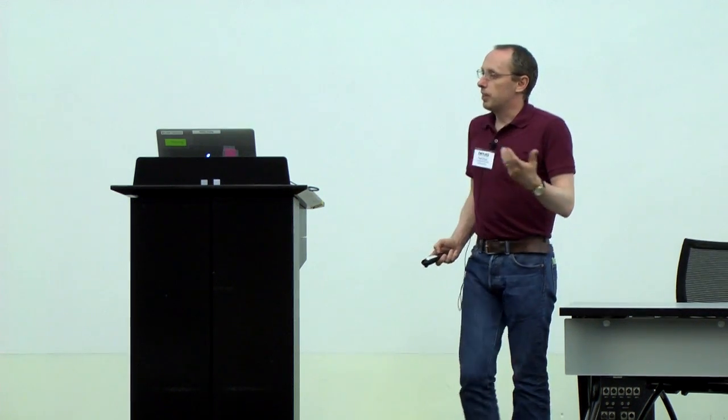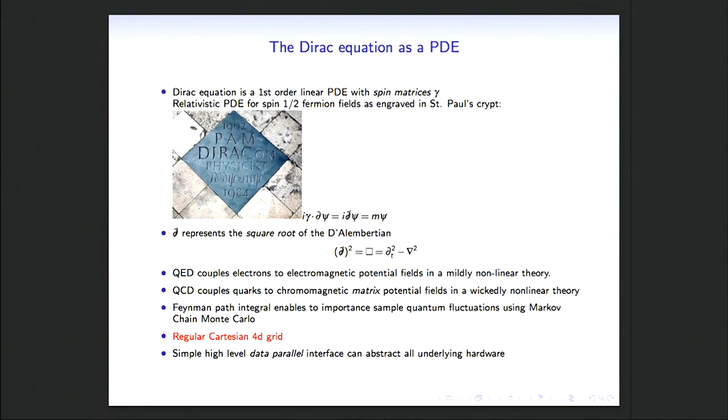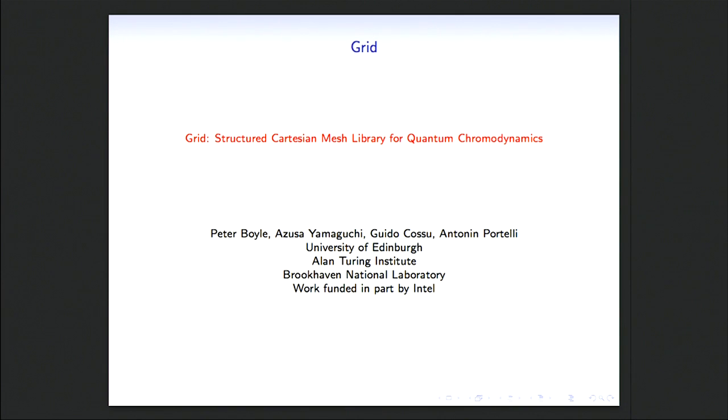Now, the advantage of that regular structure is then that a regular Cartesian data parallelism in the style of connection machine Fortran or something like that is sufficient to describe the theory, which means that we can write data parallel interfaces that then target all forms of underlying parallelism underneath this high-level data parallel interface, which is what I'm going to describe.